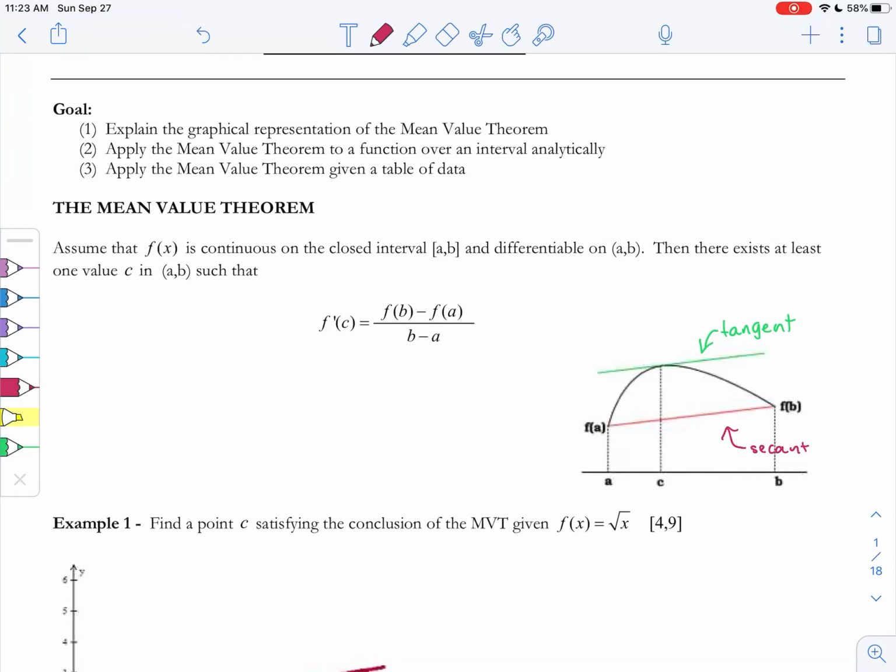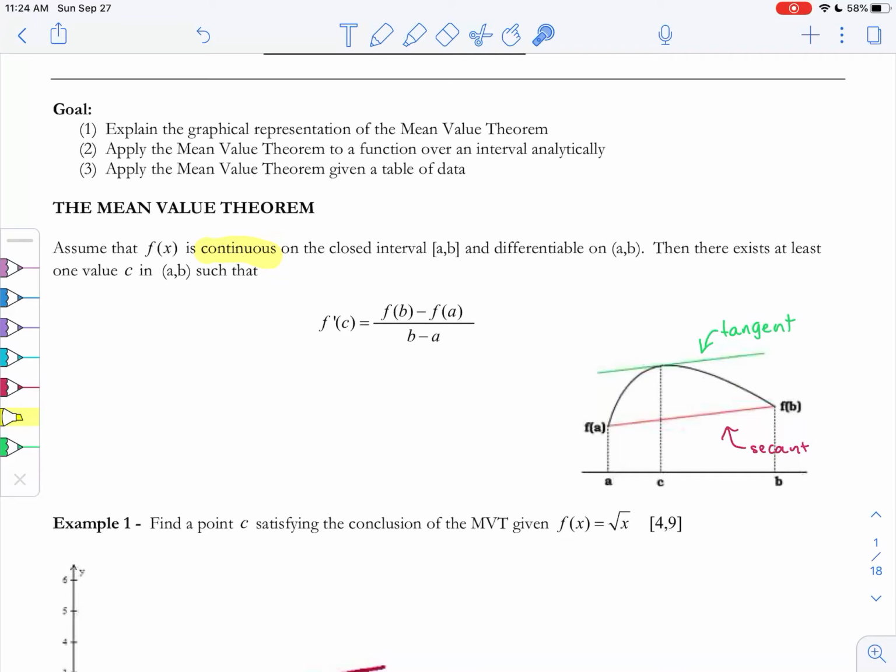A very important given is that the function is continuous on a closed interval, meaning that it must be continuous even at the endpoints, so there should be no holes at f of a and f of b, otherwise we can't apply the mean value theorem, as well as differentiable, which means that you can take a derivative on the open interval between a and b. That's important to note because we can't apply MVT for things like absolute value functions and anything where you have a corner or a cusp or a vertical tangent.